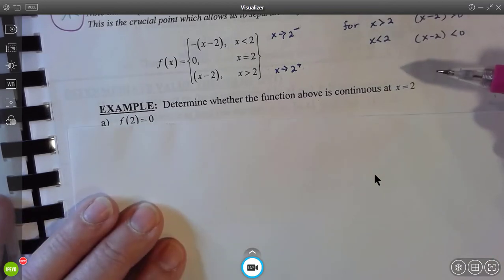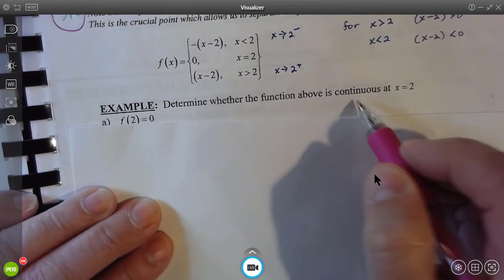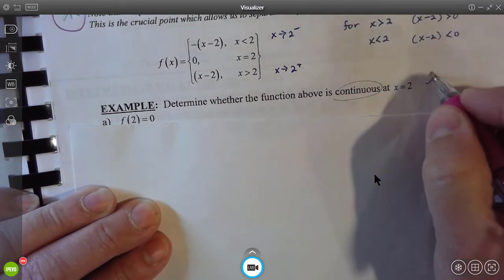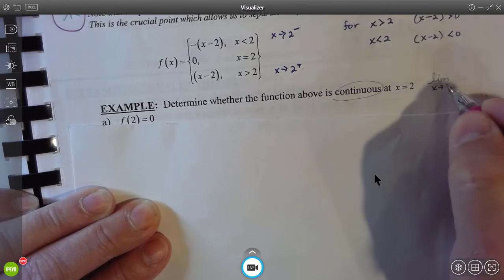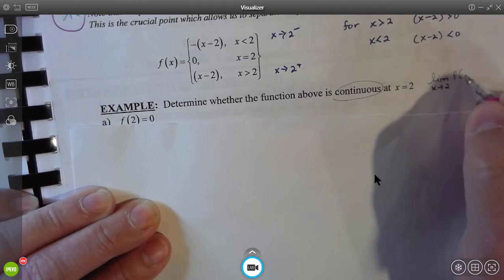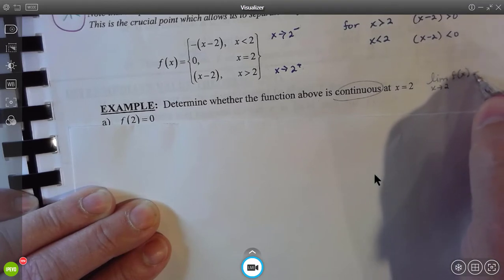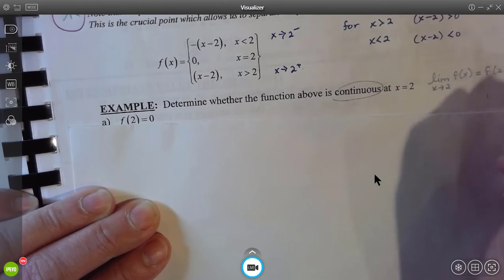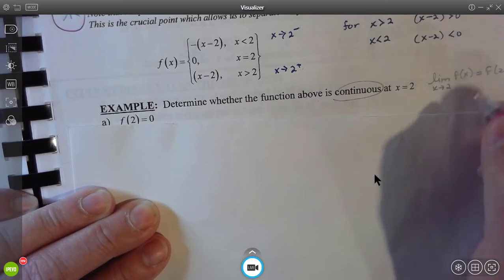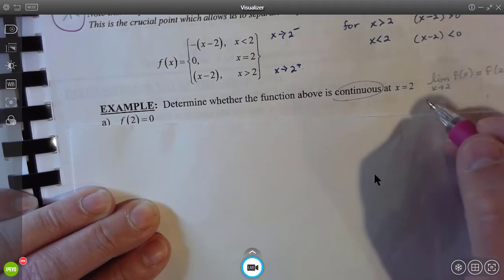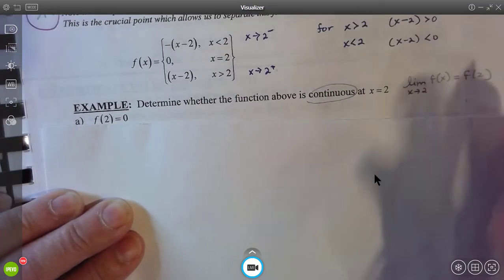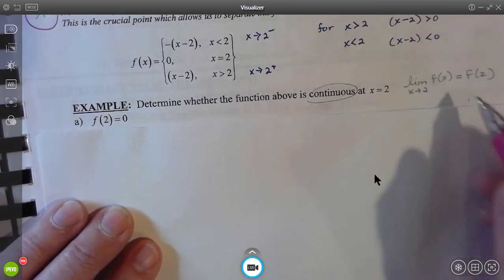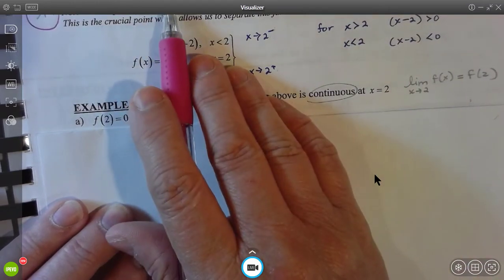What does it require for continuity to happen? Well, the limit from both sides. So when we say continuous, that means the limit as x goes to 2 on our function must equal f of 2. The limit has to exist, and that y value we're getting close to must be the y value when we get there. Okay. So let's start with f of 2. f of 2 is 0.